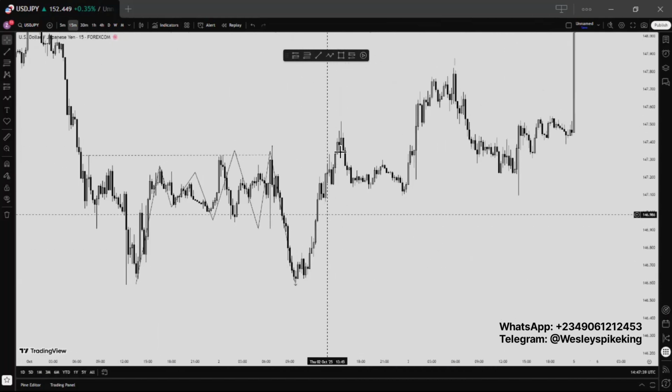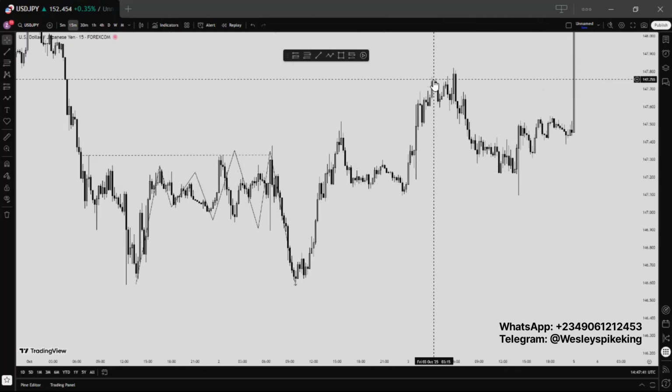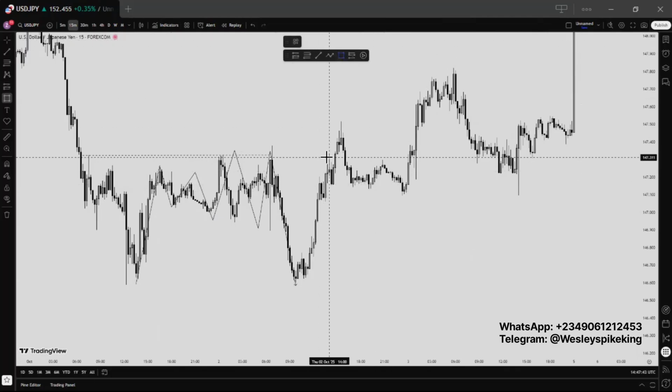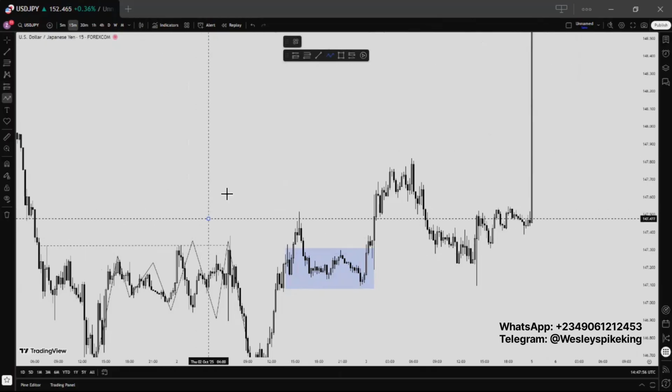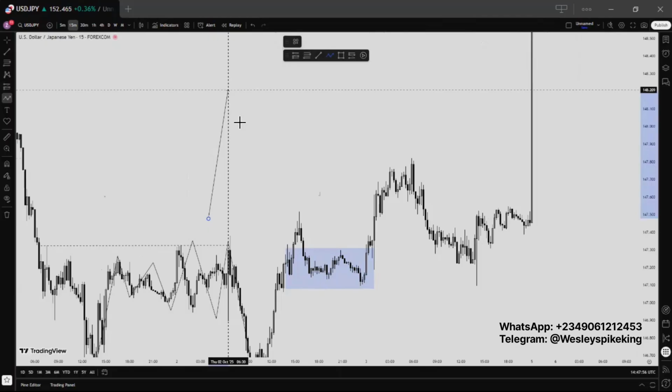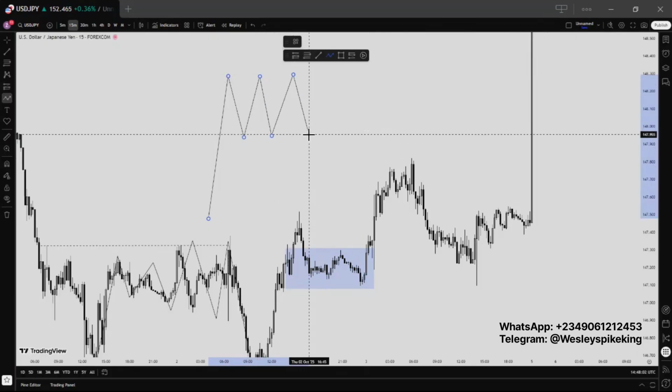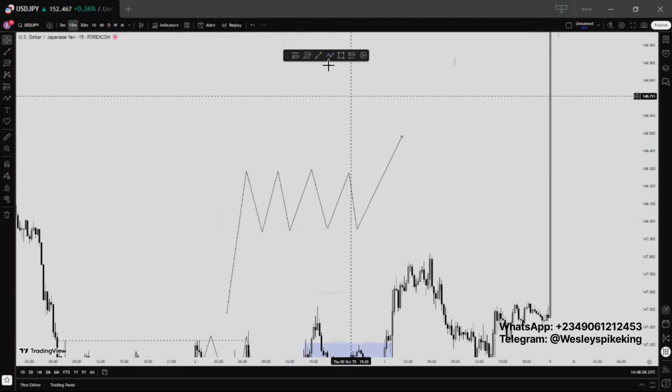Now, this is rally base rally. You get the point. Now, let me explain. This can actually form in two ways. It can either form in a rectangle form or in a triangle form. What I mean is, it can form like this, like this, like this, and then it buys up. This is the rectangle.